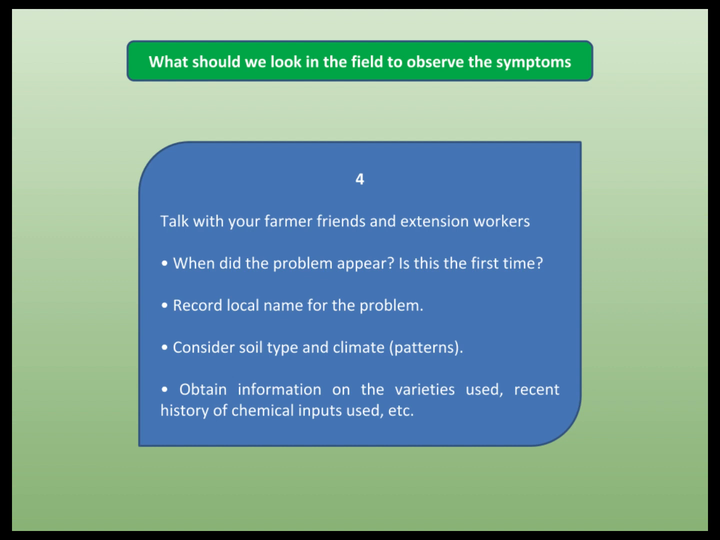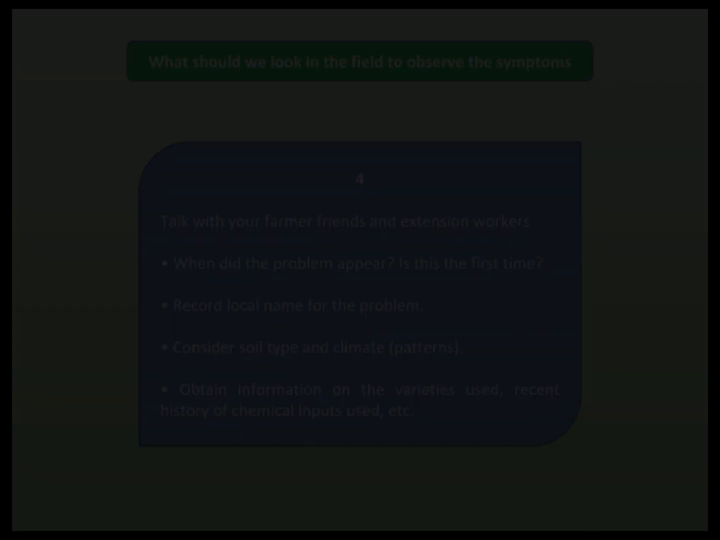If it is also in their field, or is it occurring every year or for the first time, whether it is a problem related to the soil type or climate and other such details, and even the history of chemicals used by the farmers, whether it is caused due to those chemicals. With this information, we can decide about the symptoms and causes of such symptoms.